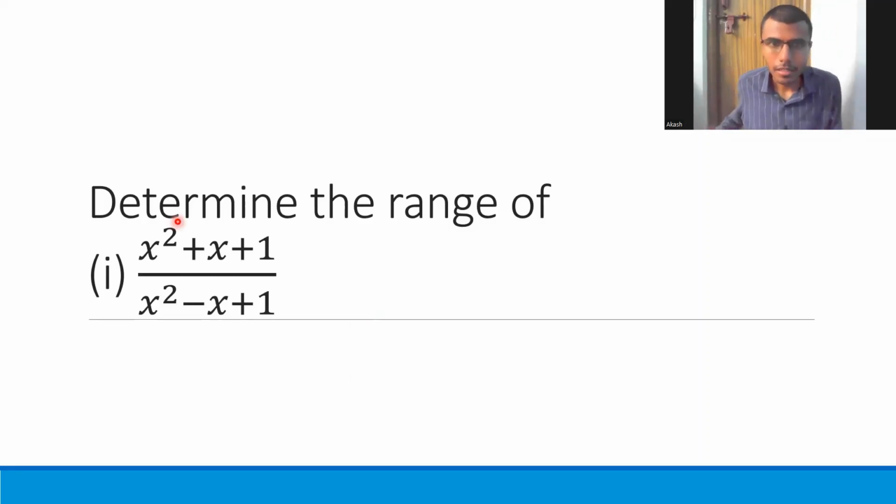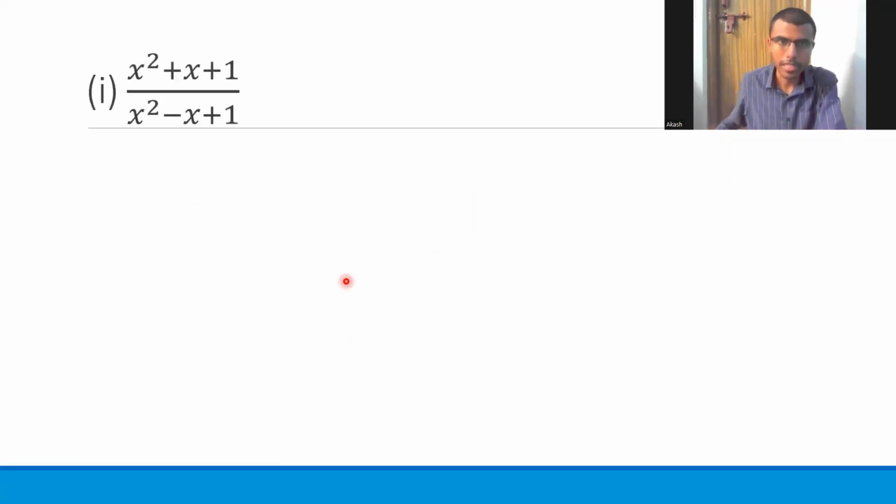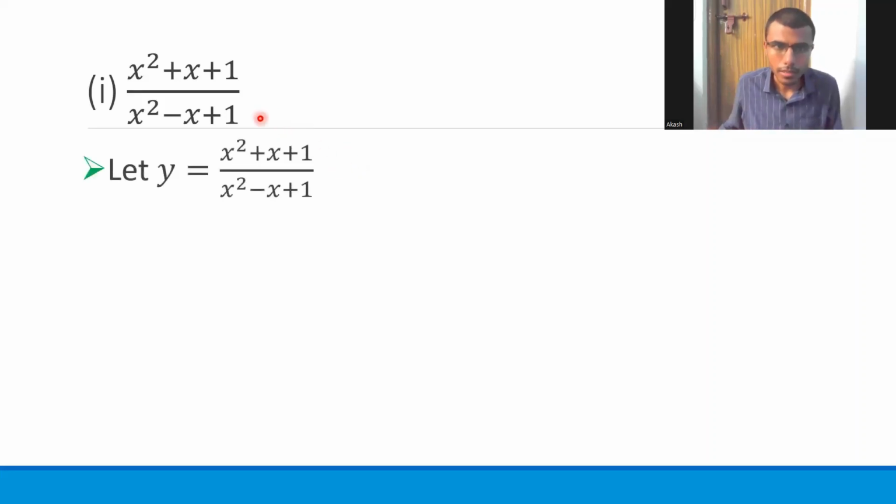Hello, learners. Now we need to determine the range of this term, okay? x square plus x plus 1 by x square minus x plus 1. Now how to do it? First, I'm going to take it as y. Y is equal to this term.